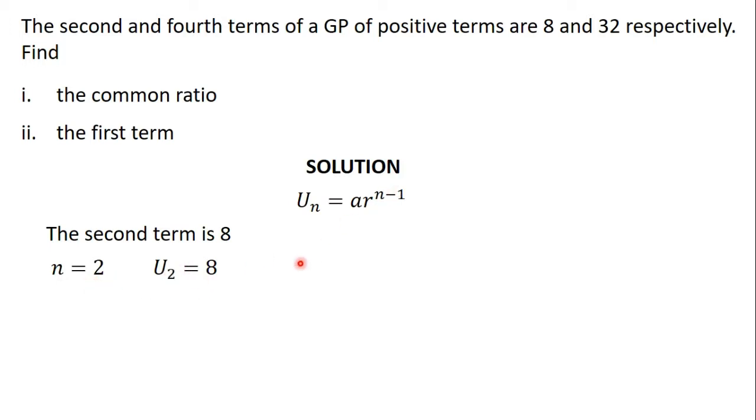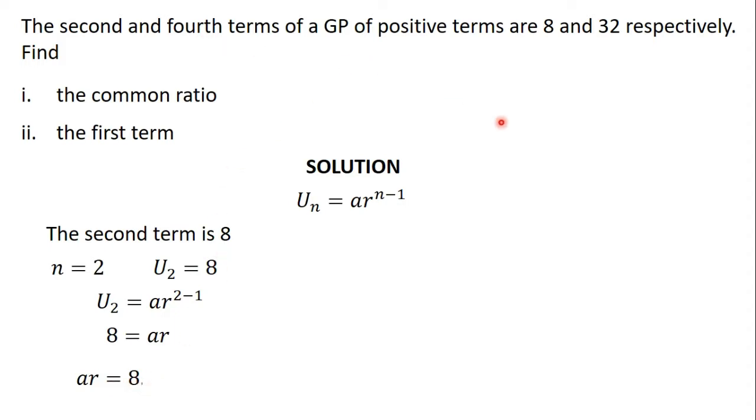Let's find U2 from the formula. From the formula, U2 will be equal to ar^(2-1) since n is equal to 2. We know that U2 is equal to 8, so we can replace U2 here with 8. And we will have 8 is equal to ar, since 2 minus 1 will give us 1, and r^1 is the same as r. So 8 is equal to ar. We have ar equal to 8.